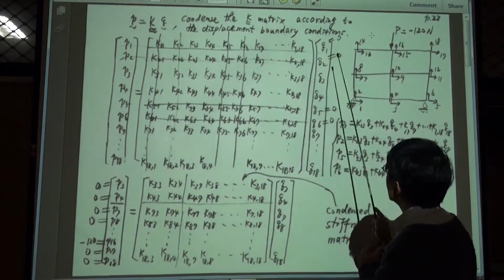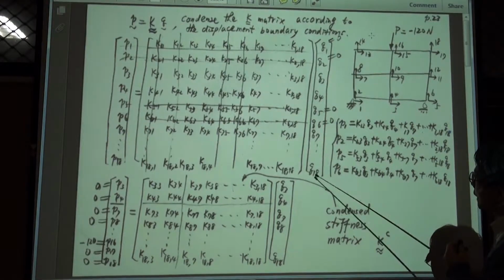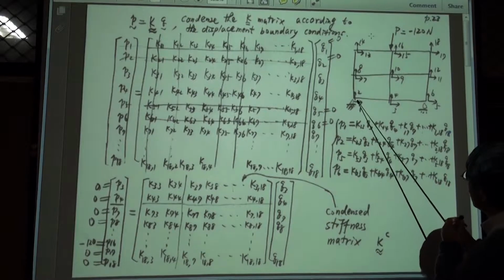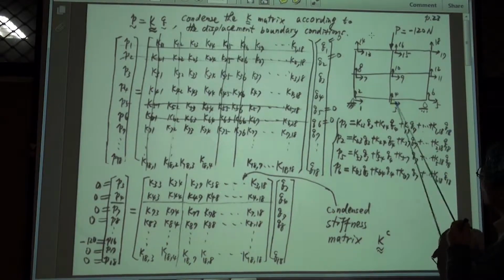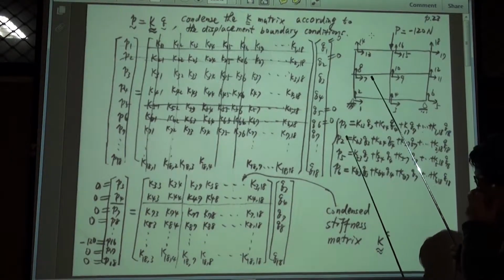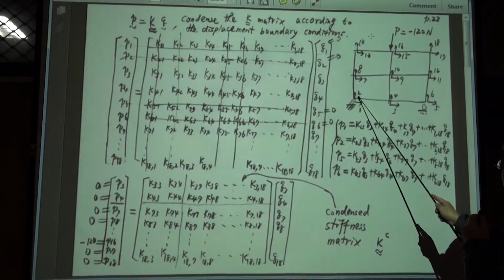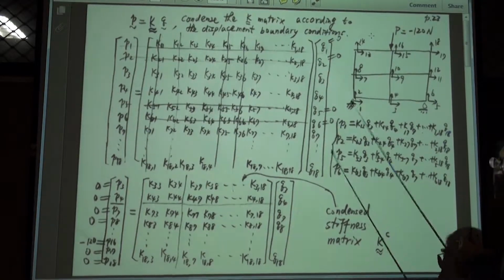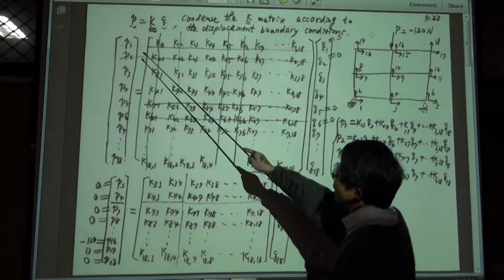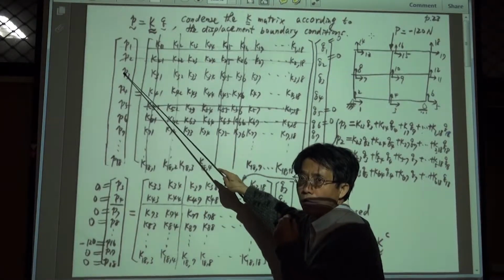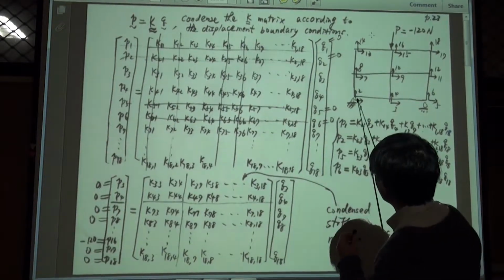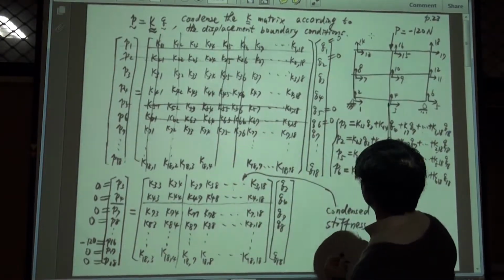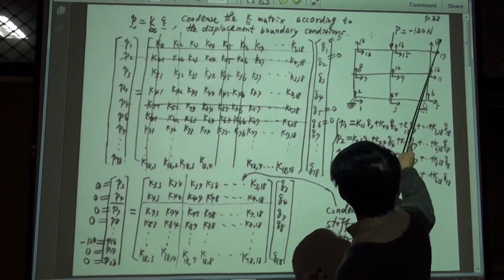What are they? See, Q1, Q2, Q3 to Q18, right? So this vector represents the nodal displacement of all the nodal points, right? Q1, Q2, Q3, Q4, Q17, Q18. Okay, put it here, and here are the nodal forces for the whole beam. Okay. P1, P2, P3, P4, and P18, right?